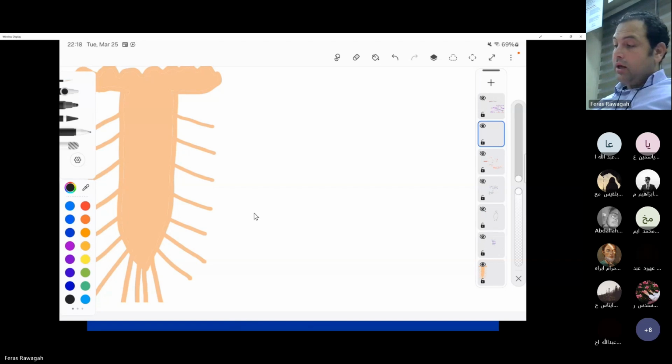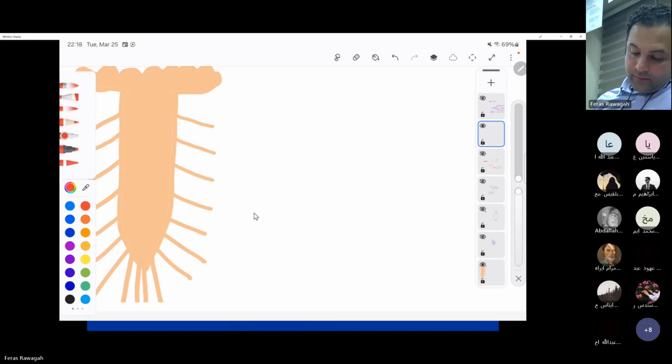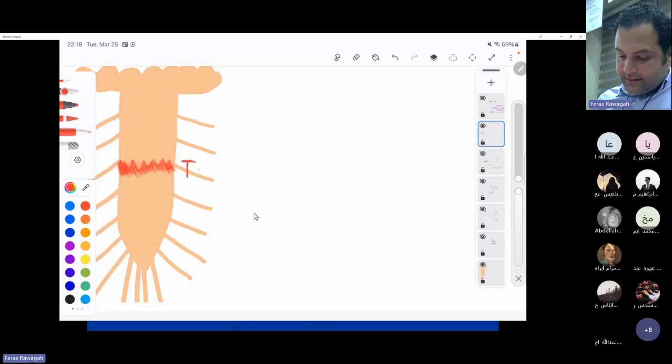Now, if the level of injury is above T6, this will result in interruption of sympathetic outflow to the adrenal medulla. And the neurogenic shock in this case will be more severe.